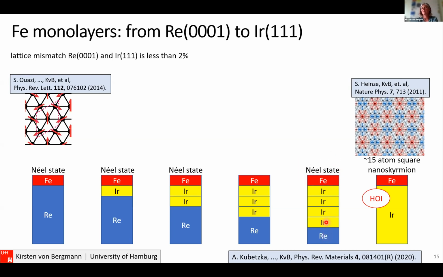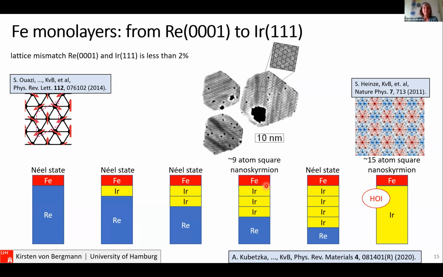So iridium and rhenium have a lattice mismatch of only 2%. So there's basically no strain, and all this is pseudomorphic. Still, the iron knows it's not iridium 111 as here, it's something different. However, if we have only these 3 layers of iridium, we again get a nanoskyrmion lattice with roughly 9 atoms in the unit cell, and also it is square, similar to the one on iridium. So this is definitely something interesting.